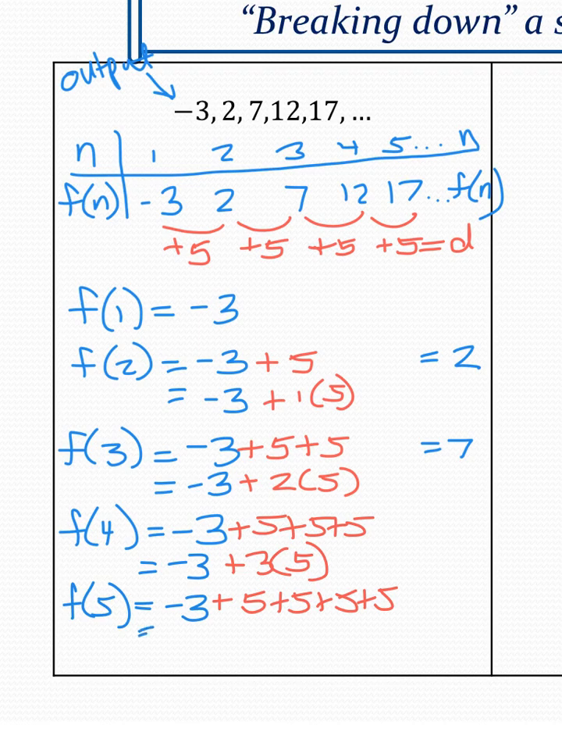I'm going to put that as multiplication, 4 times 5. And let me just finish up here. So f of 4 is our 12, and f of 5 is our 17.